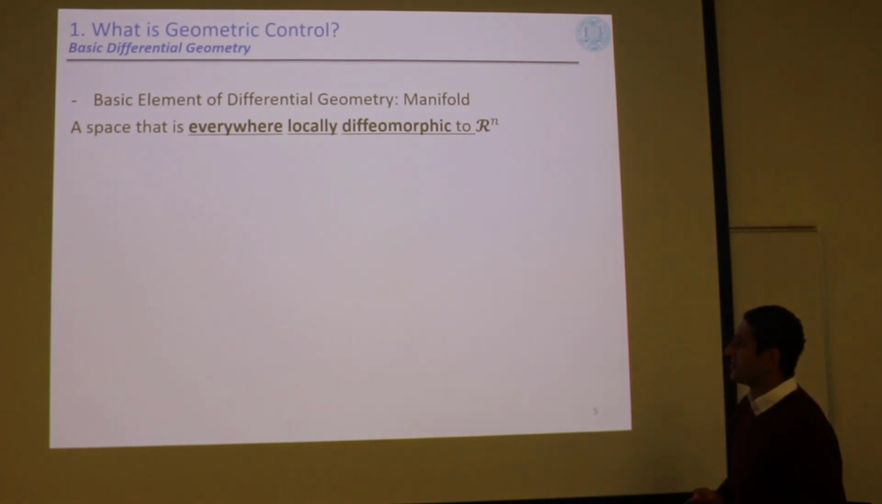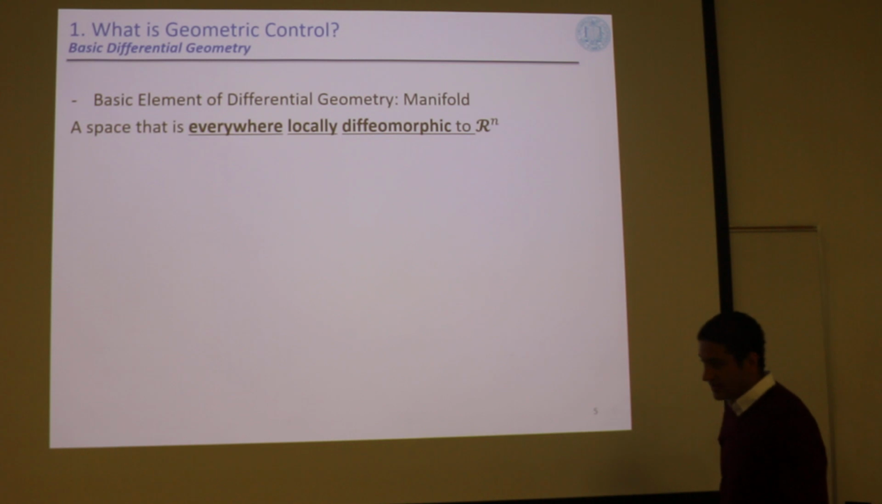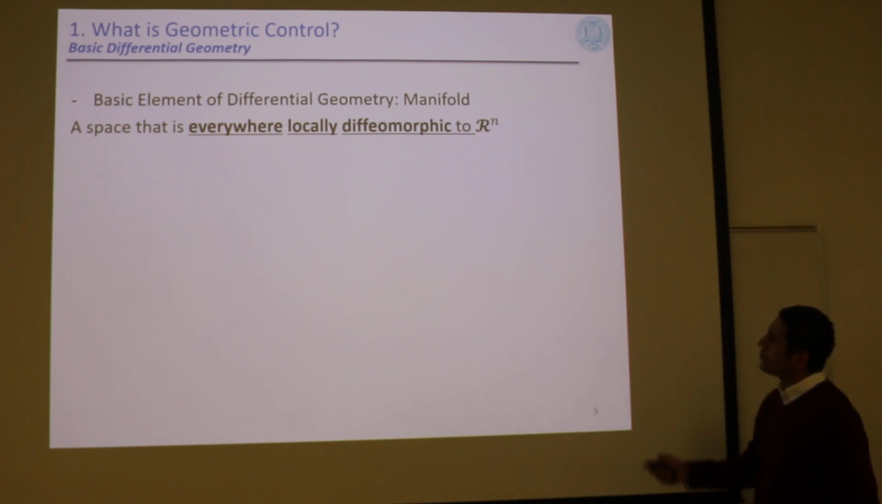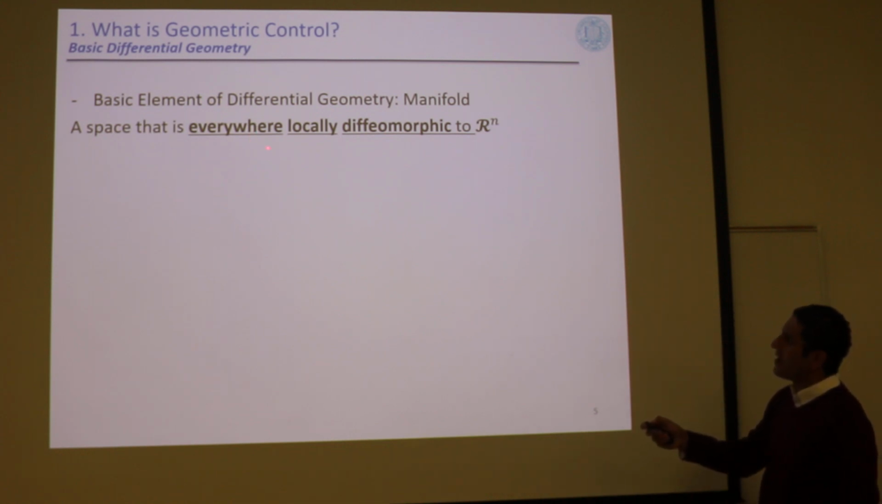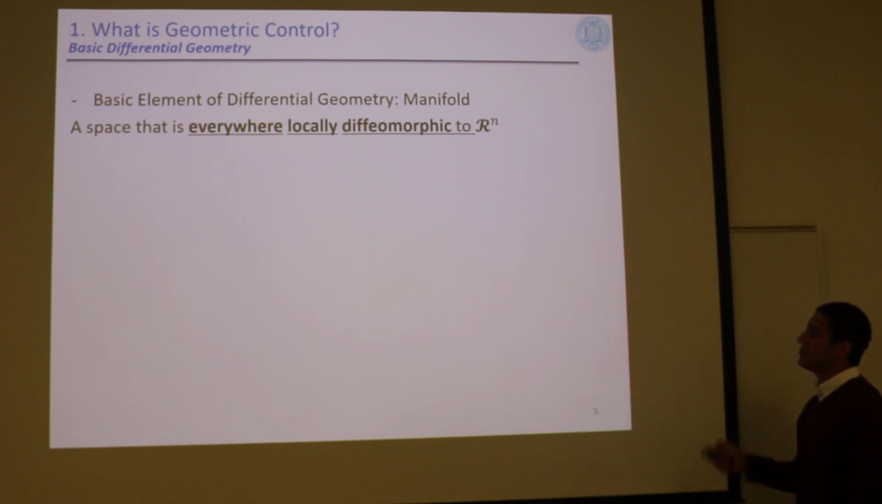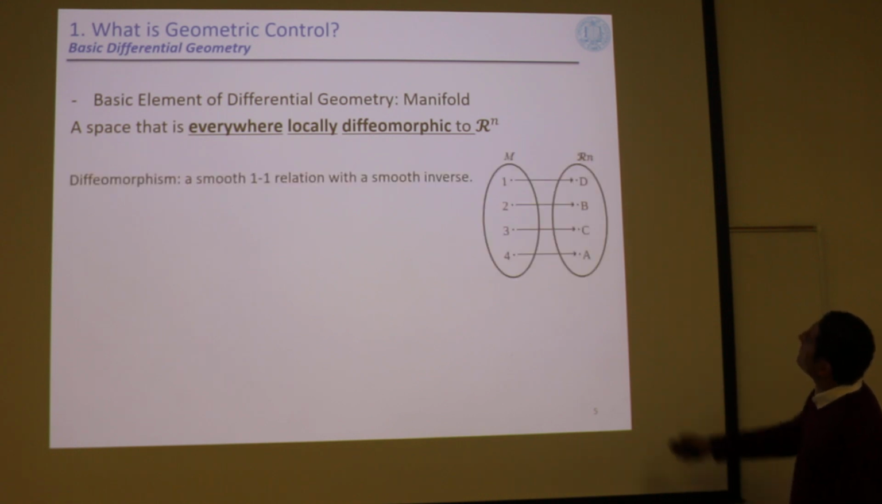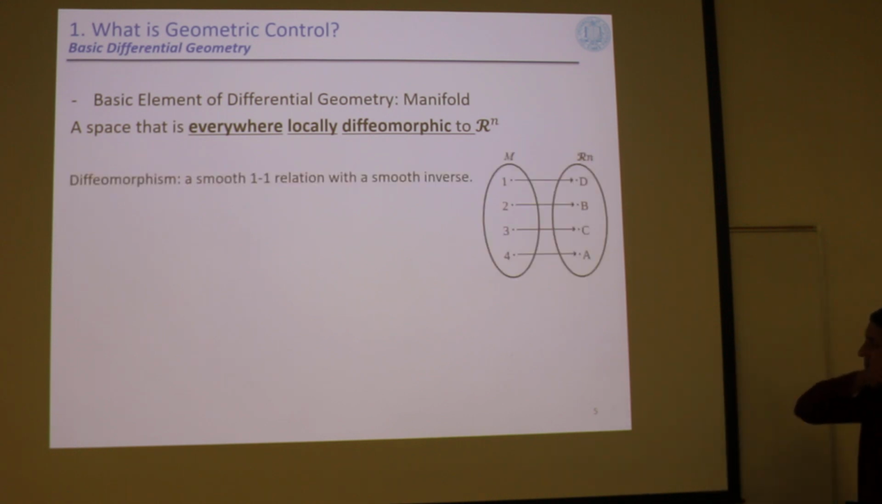Okay, what happens at every point in the space? Locally around that point. What happens locally around that point? Locally around the point, it's diffeomorphic to Rn. What's Rn? Rn is the Euclidean space. It's like XYZ, the flat space. So we're saying it's a space that is, at every point, locally around the point, diffeomorphic to a flat space. What do you mean by diffeomorphic? Here is the definition of a diffeomorphism.